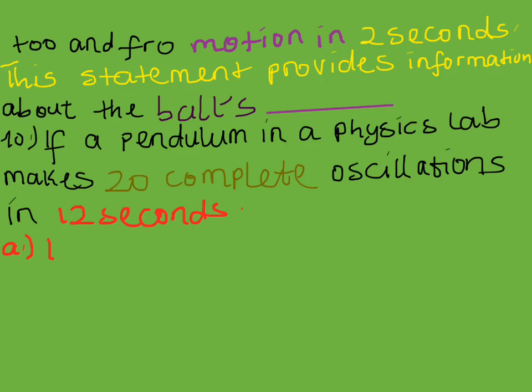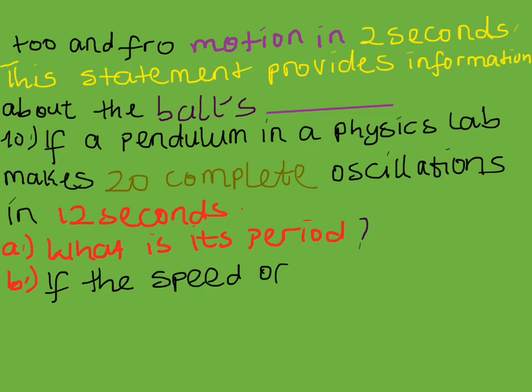Question 10 says, if a pendulum in a physics lab makes 20 complete oscillations in 12 seconds, what is its period? Consider the time given, 12 seconds, and consider the number of oscillations given, 20. From it, you calculate the period.